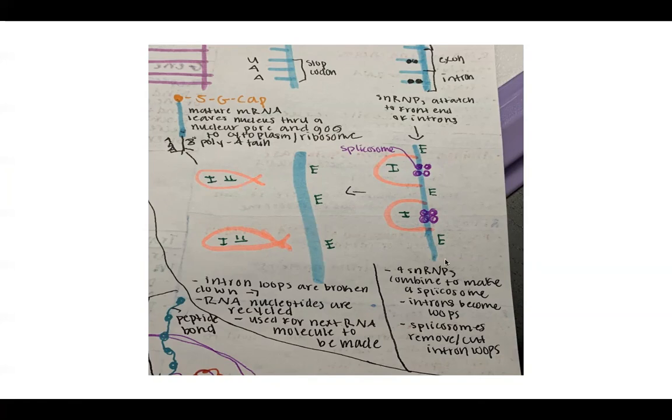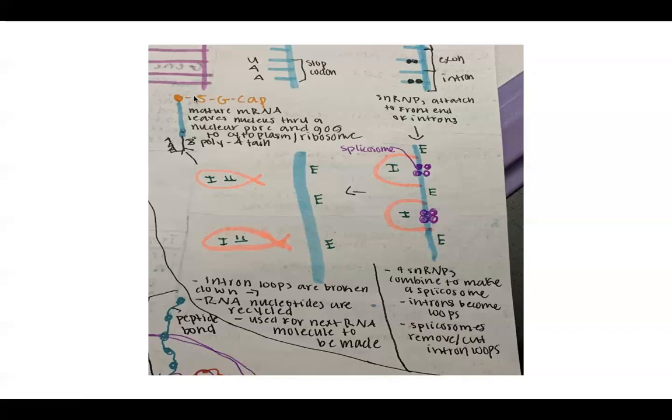And the four snRNPs combine to make a spliceosome, as I said. Spliceosomes remove and cut the intron loops. And the intron loops are broken down, and the RNA nucleotides are recycled, which is used for the next RNA molecule to be made.